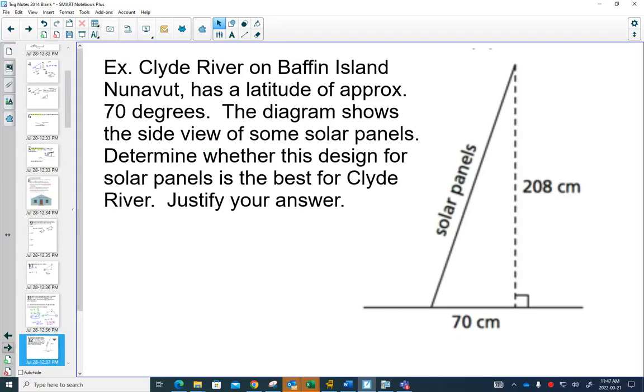Okay. Clyde River on Baffin Island has a latitude of approximately 70 degrees. This is how they're designing their house with the roof. We found out earlier that if this angle of inclination is 70 degrees, then this is the best angle to get as much solar power as possible. So we have to decide, is this a good design or not? To do that, we need to find out this angle.